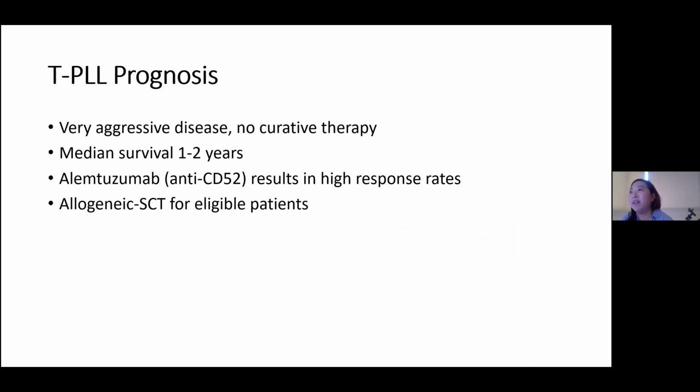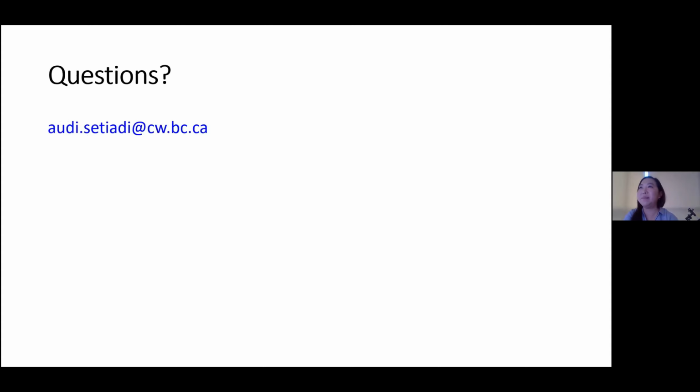And it is a very aggressive disease, unfortunately, with no curative therapy. And these patients usually survive only about 1 to 2 years. Sometimes they get transplanted if they're eligible or well enough for transplant. And there's a newer drug, anti-CD52 or alemtuzumab, that may result in better response for these patients with this unfortunate disease. And that's all I have.